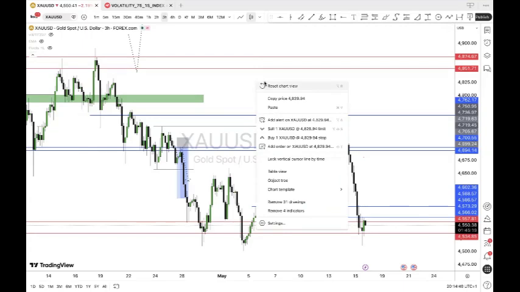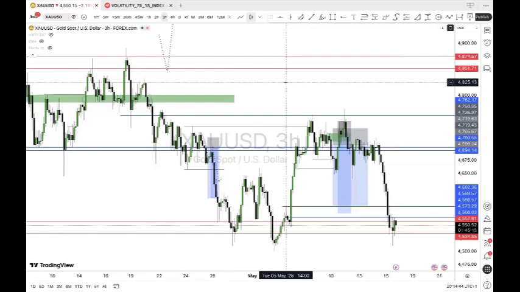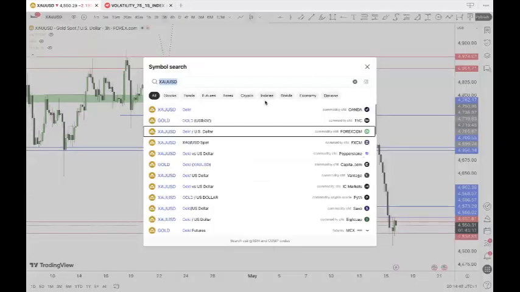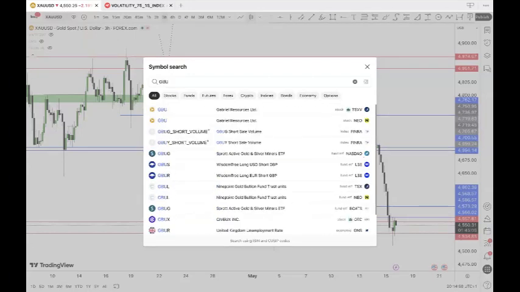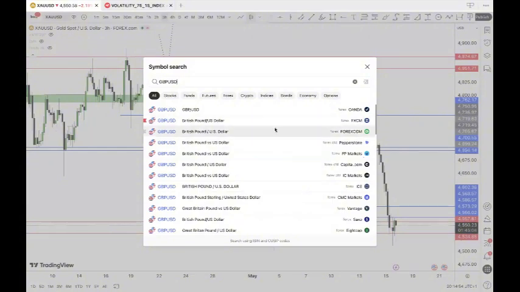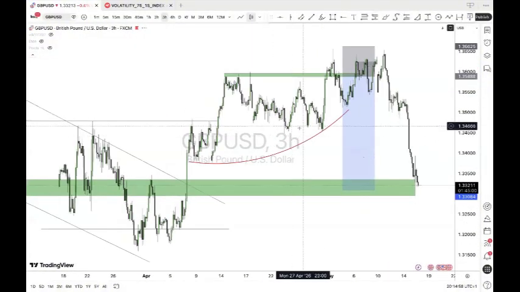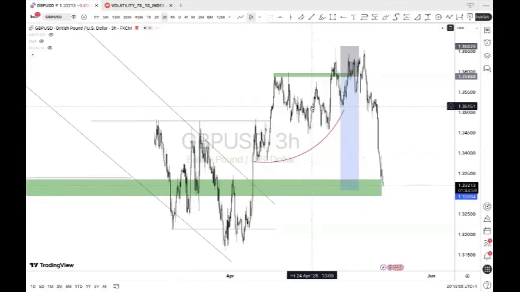For those of you who are just coming in today, there's no PowerPoint. We're just going to be discussing entry strategies and how to make use of them. So I'm going to be switching my charts to GBP USD. We're going to be using basic currency pairs first of all.